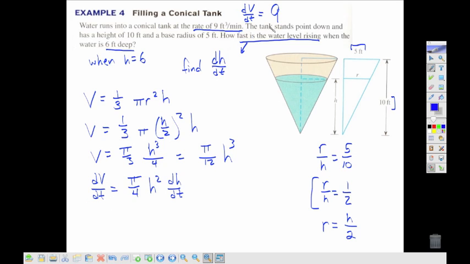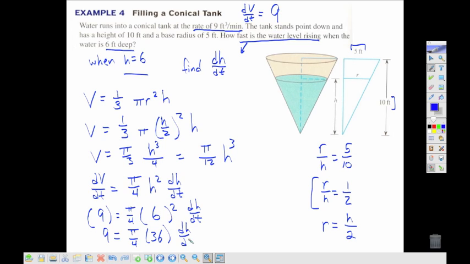Now we want to substitute the values we have. Remember, we knew that our change in volume was 9, so we can substitute that in. Pi over 4. And we need to know our height. We are looking for dH/dt, but before I can continue, we know our height right here. So our height is going to be 6. We go ahead and plug that in. So we're getting 9 is equal to pi over 4 times 36, which is going to simplify to basically dH over dt is equal to 1 over pi.